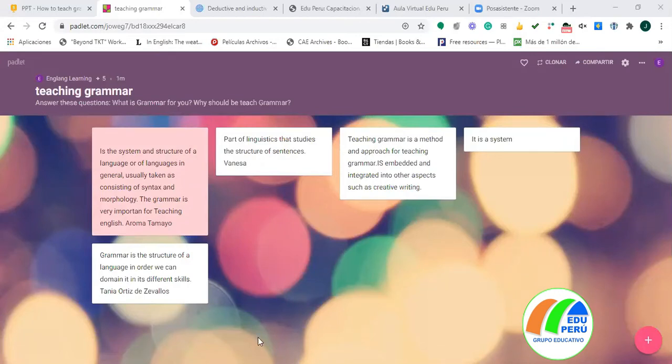Magali? Hey Magali, hi, can you tell us what is good grammar for you? And why should we teach grammar? Is it important to teach grammar? Yeah, for me, yes, it's very important to teach grammar, because you will know the rules. Yeah, all right, yes. You will know the rules, yeah, the patterns, the structures. Okay, that's good, that's good.